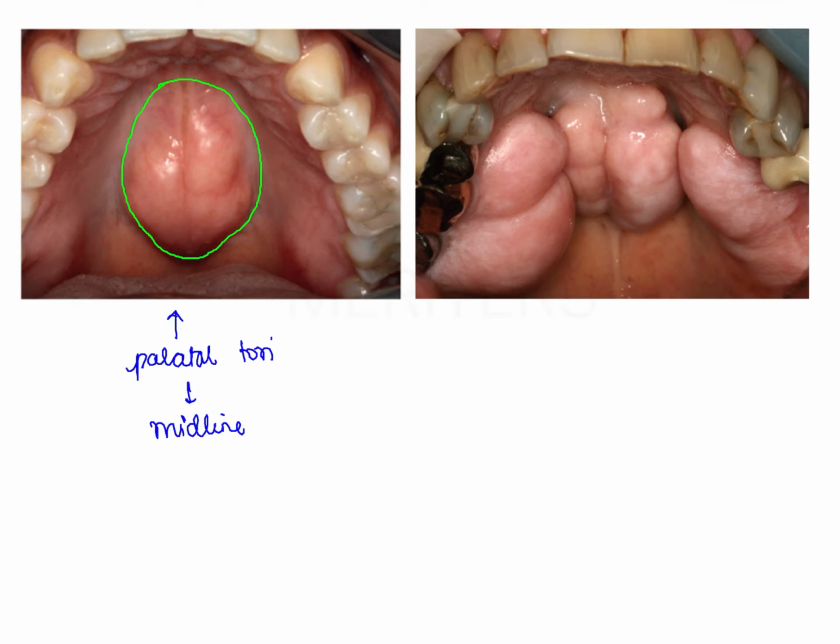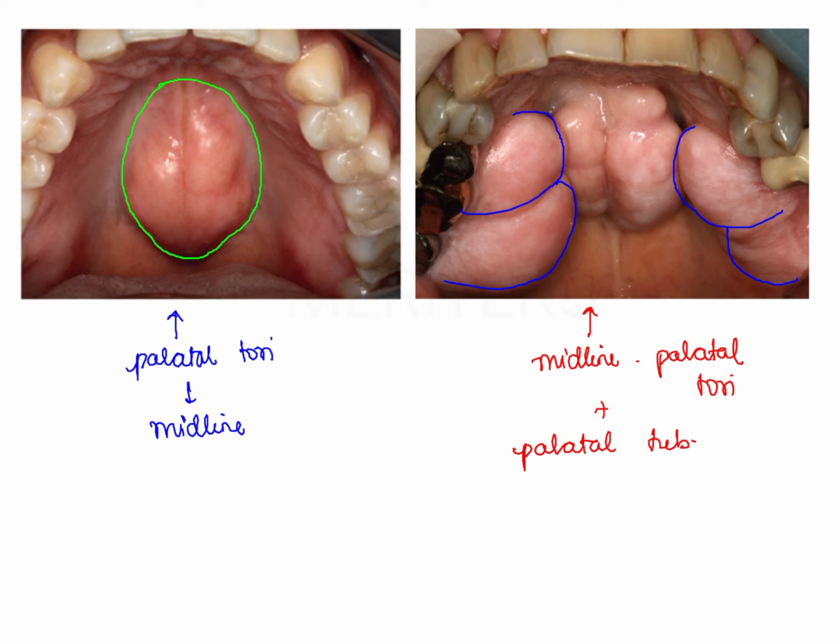Looking into the second picture, here you can appreciate a midline structure, that is midline bony mass, known as midline palatal torus. And apart from that, we also see the lateral masses. Here you can see lobulated lateral masses on either side of the palate, situated palatal to the maxillary molar and tuberosity region, and they are known as palatal tubercle or palatal exostosis. Therefore, this picture shows midline palatal torus with bilateral palatal tubercles.